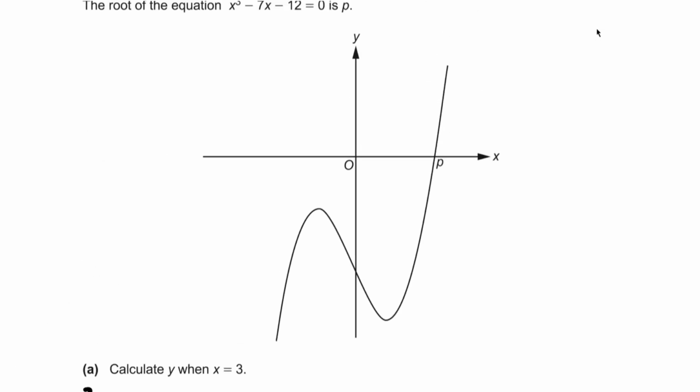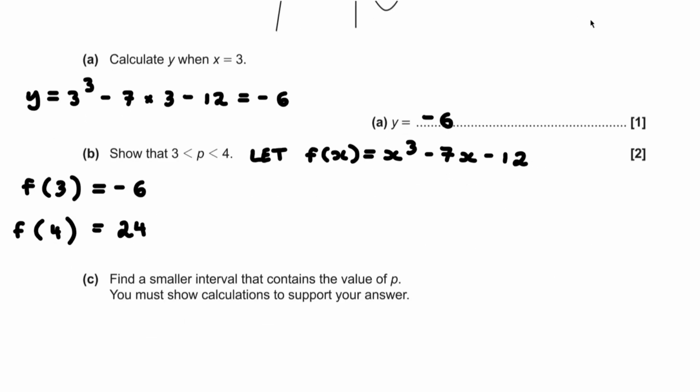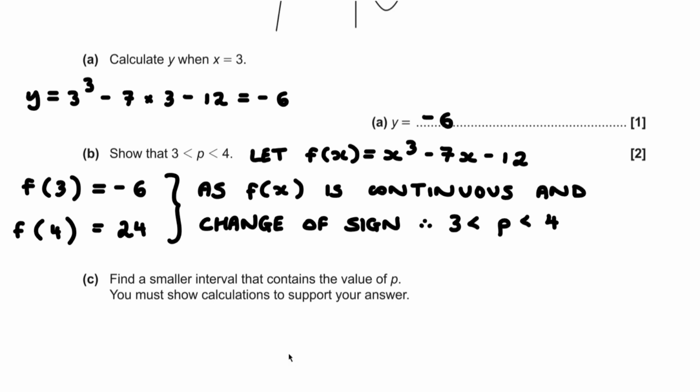So what we're saying here is, when x is 3, y is -6. When x is 4, y is positive 24. So, what can we say then? We would say then, as f of x is continuous and we have a change of sign, we have, therefore, p being between 3 and 4.